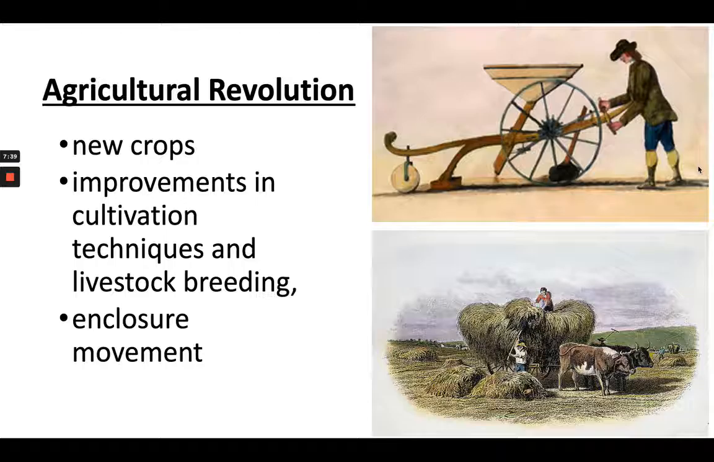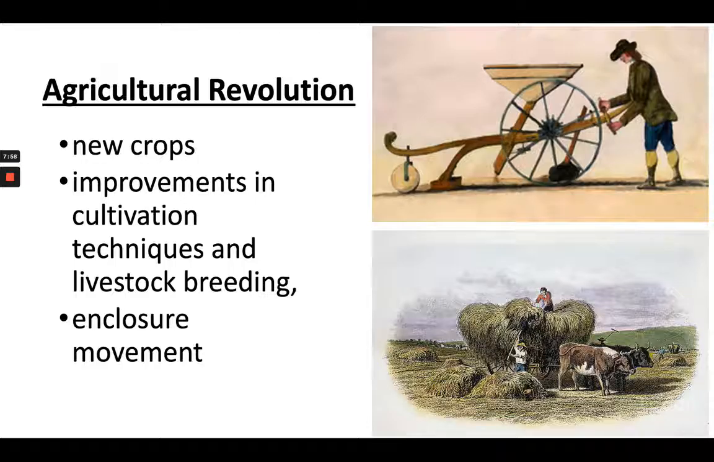Part of the Industrial Revolution is something that we call the Second Agricultural Revolution. If you remember, the first agricultural revolution was the invention of farming. The second agricultural revolution is going to be essentially the invention of tractors.